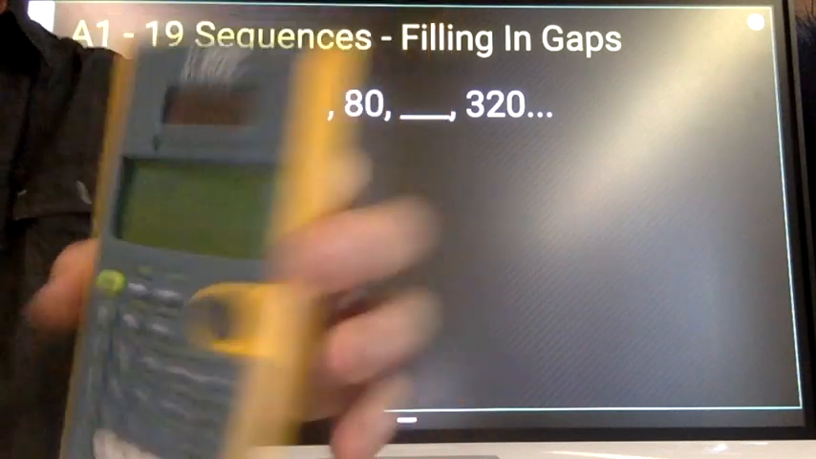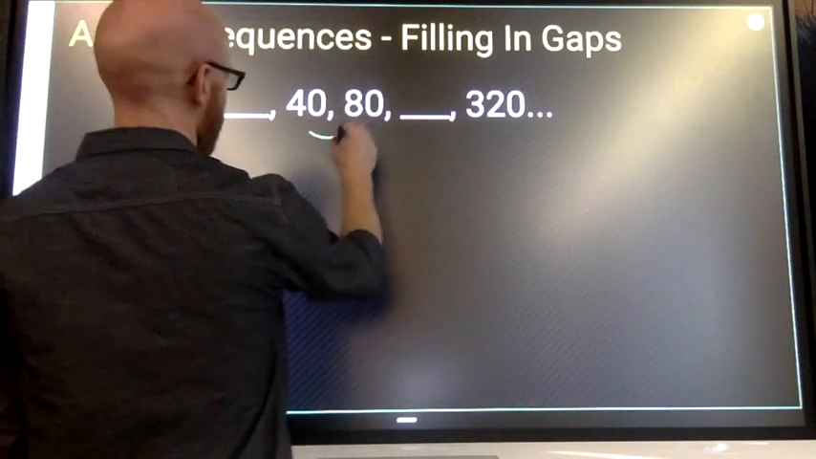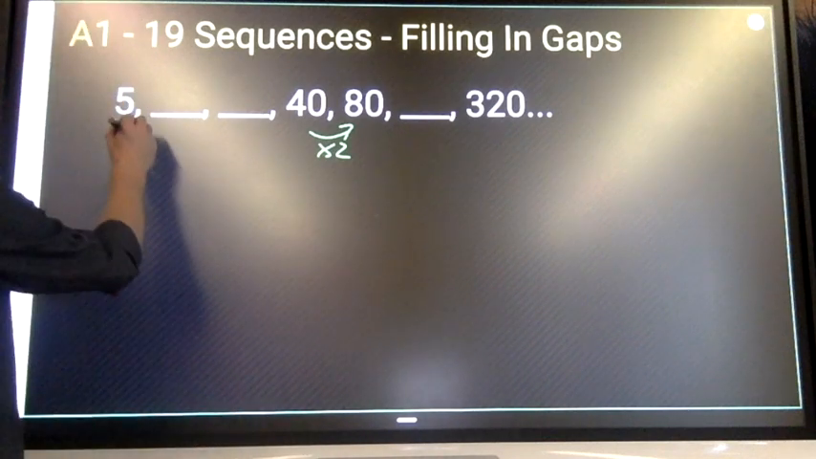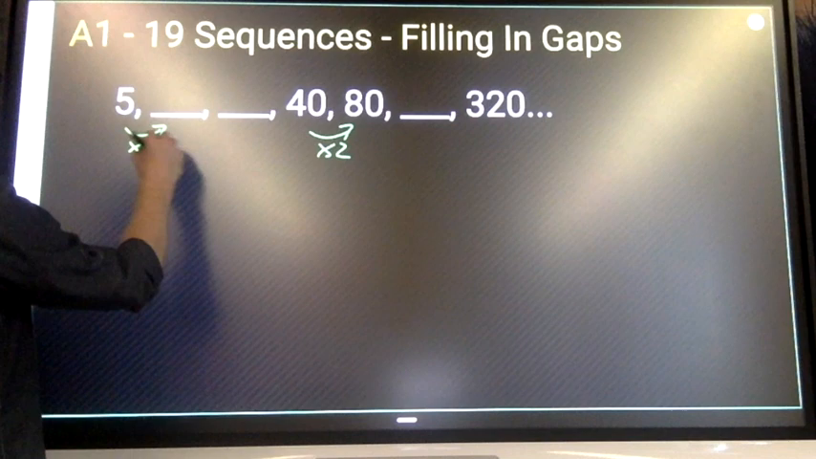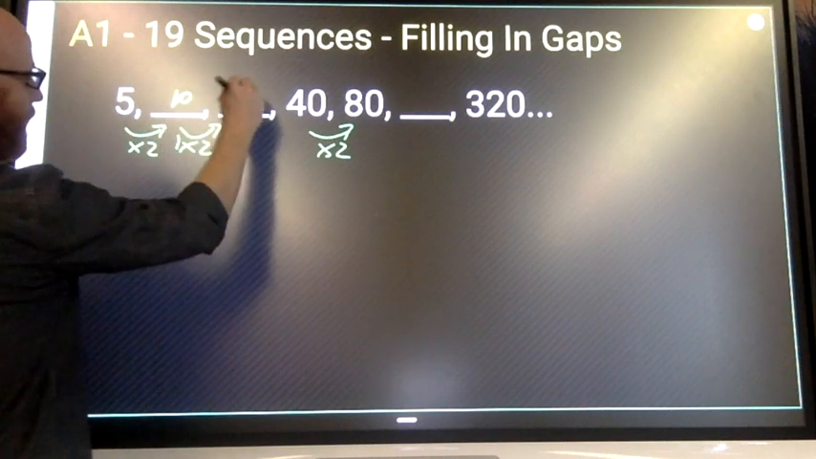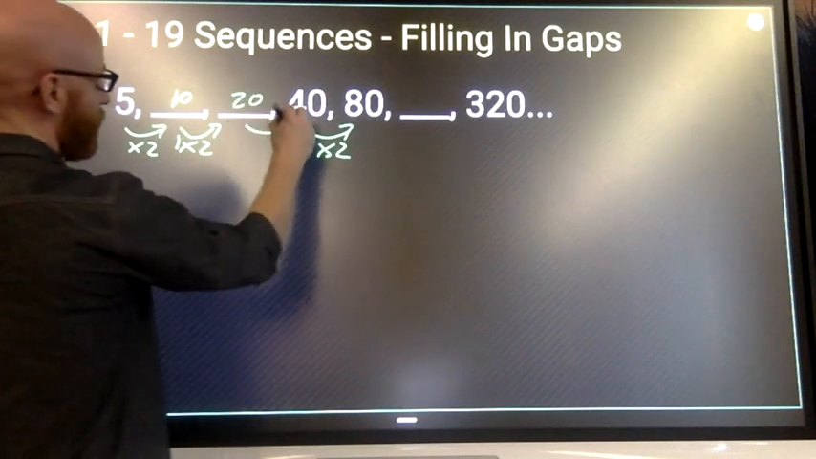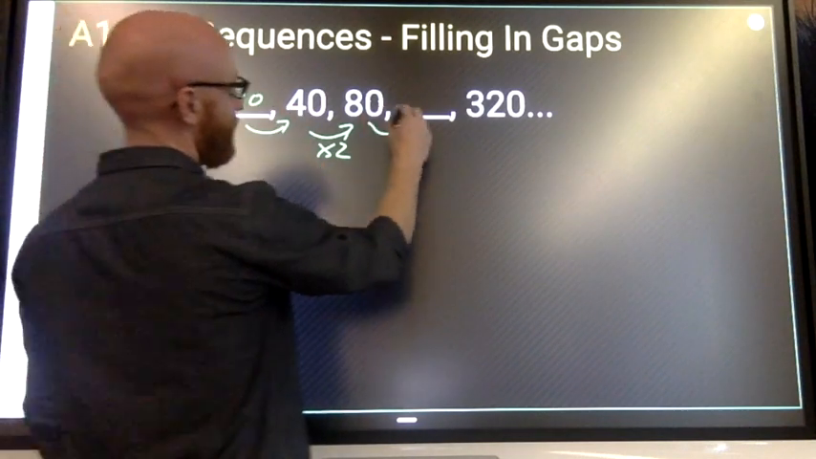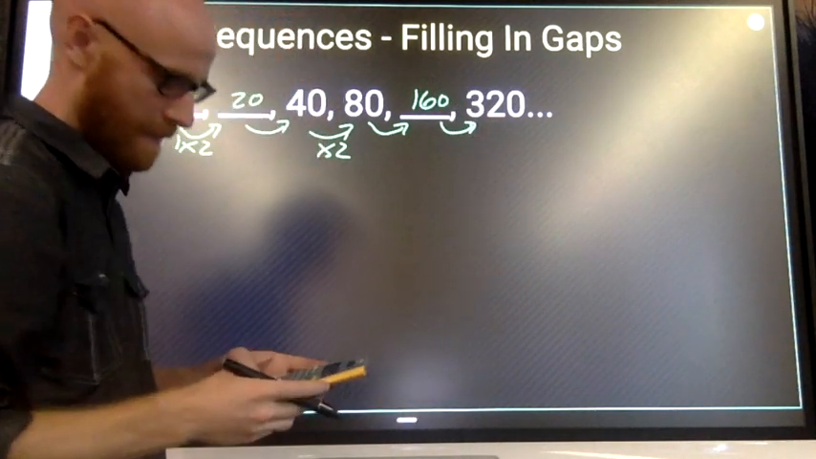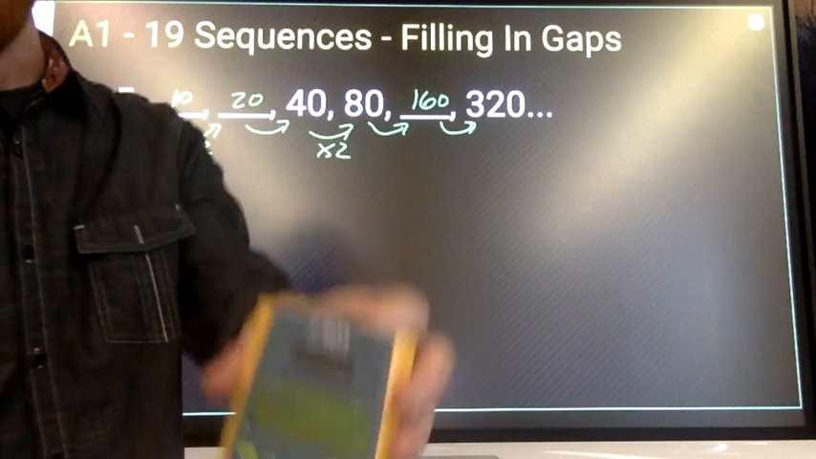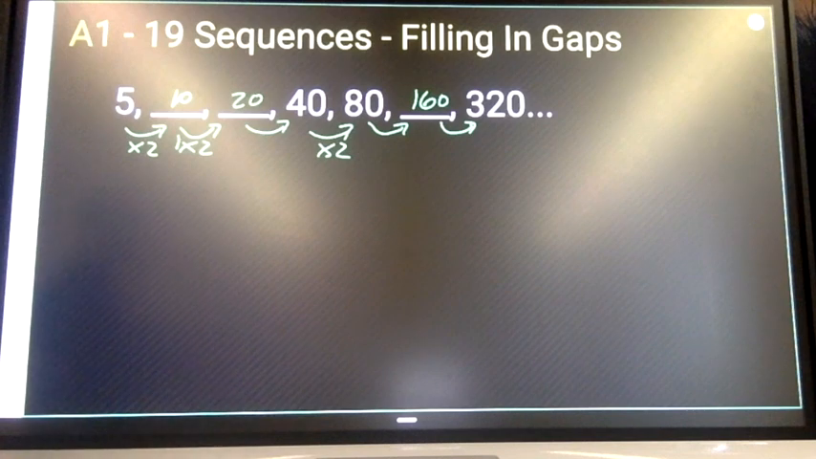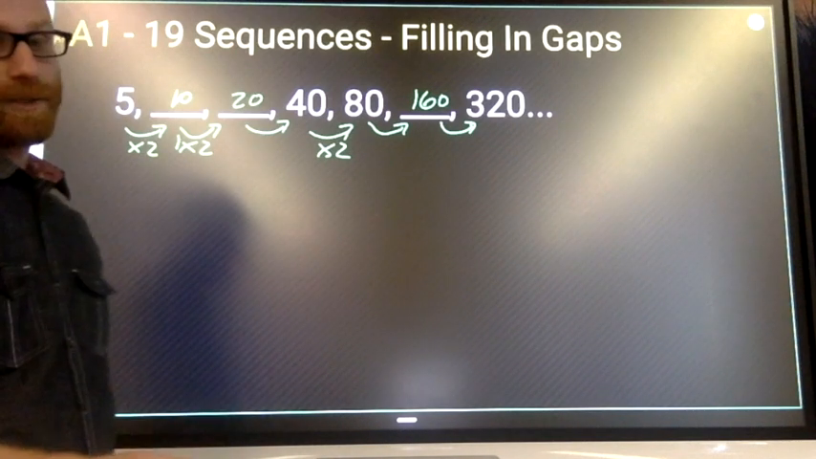I could do times 2. All right, times 2. Let's see if it will work. If I do 5 times 2, that'll be 10. And if I do 10 times 2, that'll be 20. If I do 20 times 2, I get 40. Cool. 80 times 2, 160. 160 times 2, 320. All right, all good. So it's a geometric sequence, and I filled in the gaps.